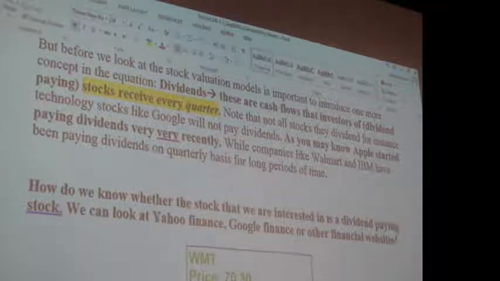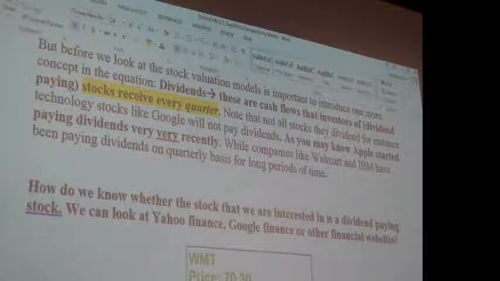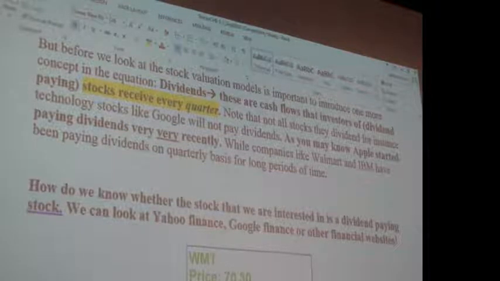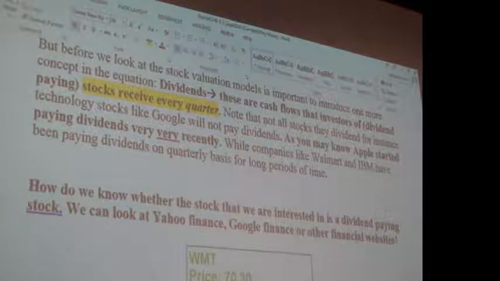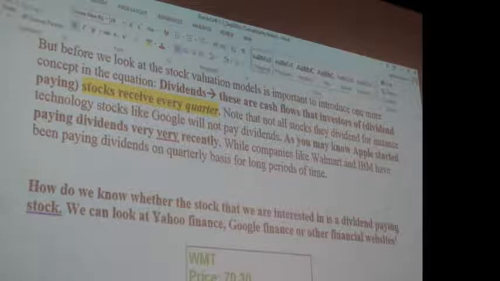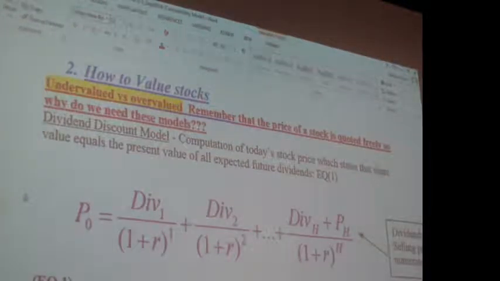But we talked about it, and one of you already said that dividends are cash flows that shareholders of dividend-paying stocks receive every quarter. Some stocks do not pay dividends while others do, and it's important for you to know. Mostly tech stocks do not pay dividends, but the model is there to give you an idea of what the fair price should be. As you can see from this formula, it is based on future expected dividends.